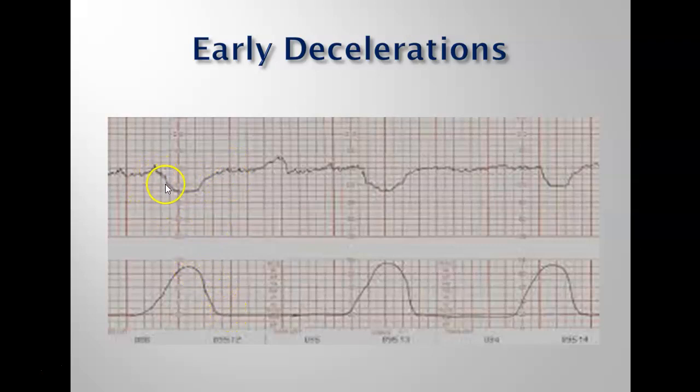So it's a gradual. Notice this is not a V or a W shape, it's a U shape. It's a gradual descent, takes a little longer in the nadir, and a gradual return to baseline. So that's an example of an early deceleration. Not a lot of intervention necessary.